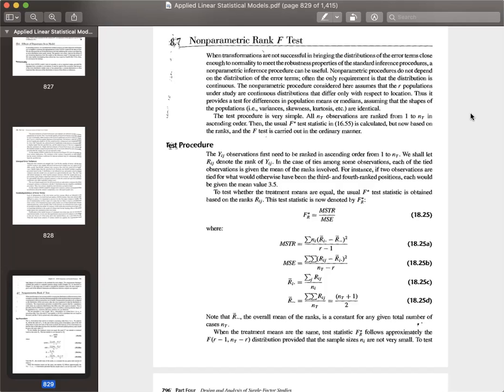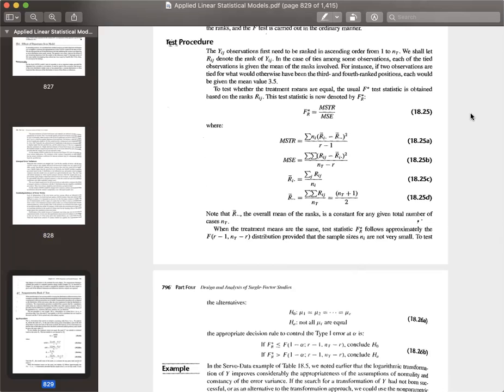The test procedure is very simple. All n sub t observations are ranked from 1 to n sub t in ascending order. Then the usual F-star statistic is calculated, but now based on the ranks, and the F-test is carried out in the ordinary manner. So the test procedure is that we have the Yij observations, which first need to be ranked in ascending order from 1 to n sub t. We shall let Rij denote the rank of Yij. In the case of ties among some observations, each of the tied observations is given the mean of the ranks involved. For instance, if two observations are tied for what would otherwise have been the third and fourth ranked positions, each would be given the mean value 3.5.